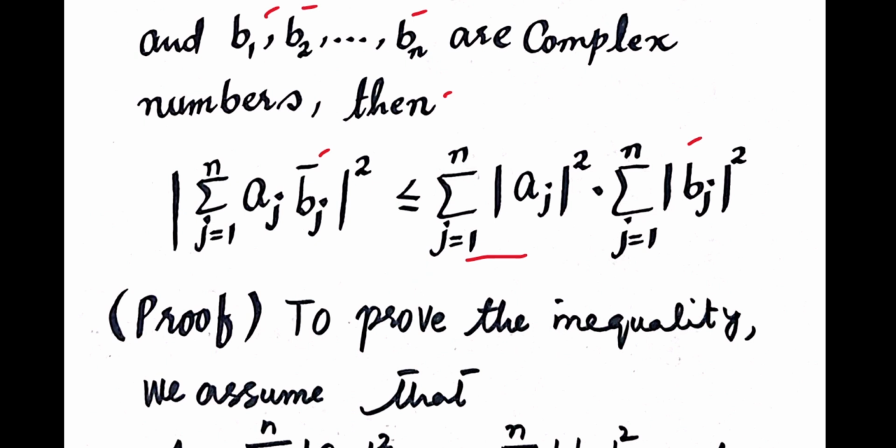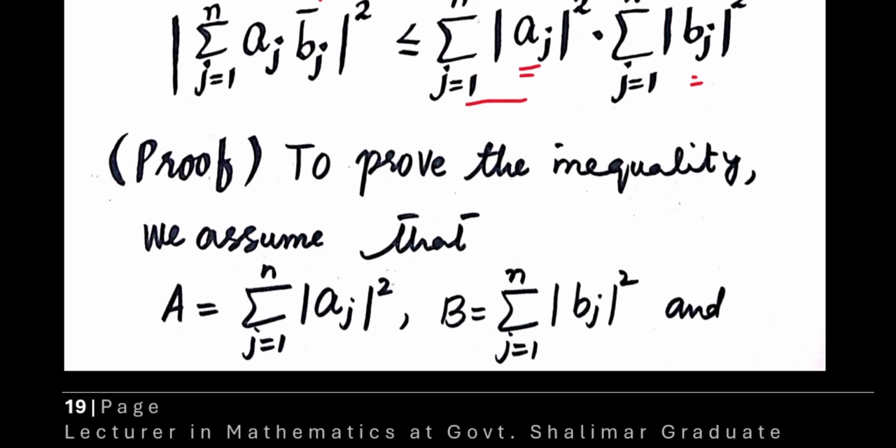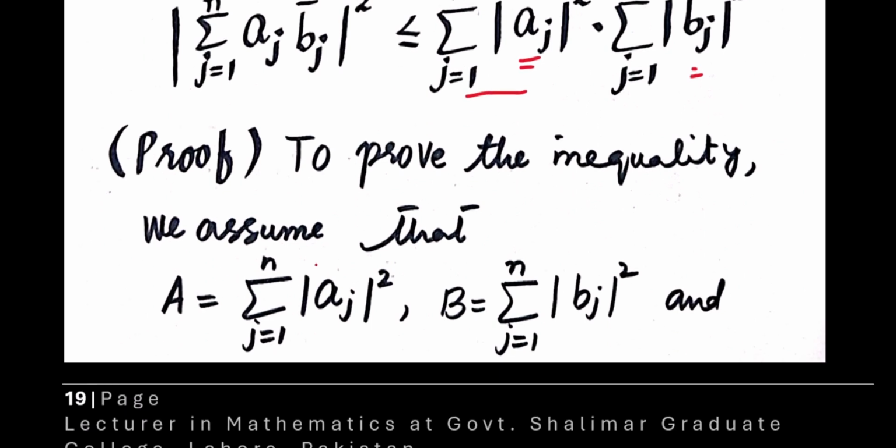So to prove the inequality, we label or assume these numbers by, let this summation from j equal to 1 to n be denoted by capital A, and this be denoted by capital B. You can notice that this is a real number because the absolute value, that is also called the modulus, is always a real number. So this |aj| represents the absolute value of the complex number aj, or the modulus of the complex number, that is always a real number.